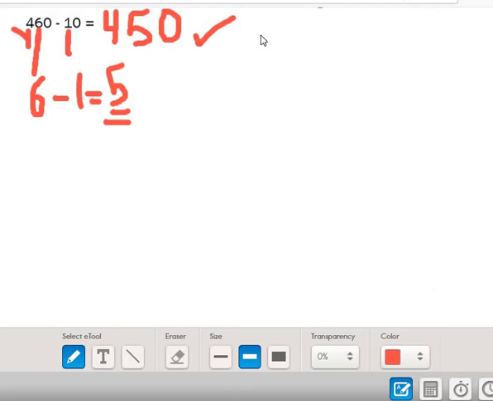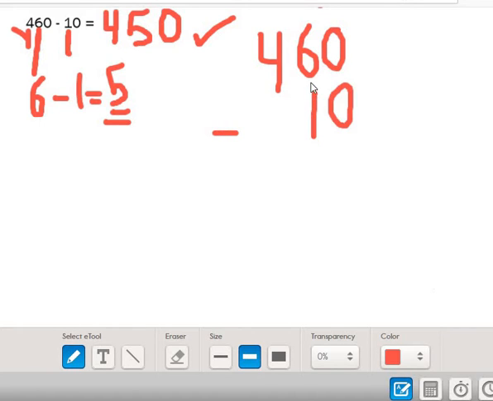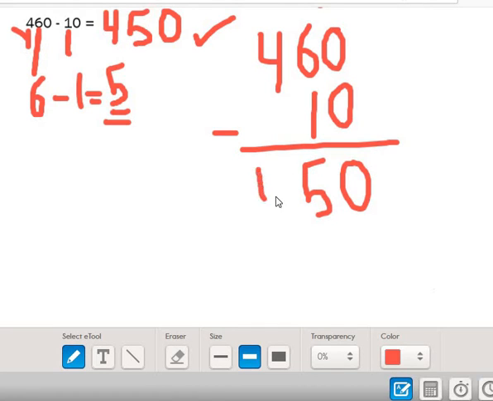Or you can solve it by rewriting the problem vertically, like 460 minus 10. Be careful to write 10 here, ones with ones, tens with tens. We cannot write 10 here because this place is for the hundreds digit. So 0 minus 0 is 0 and 6 minus 1 is 5. 4 minus nothing, or 4 minus 0, is 4. Of course, we get the same number.